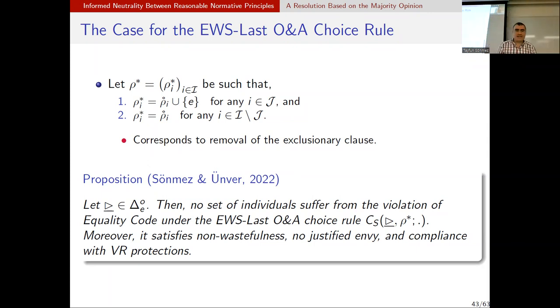The first proposition is, first of all, if you choose EWS last over and above the choice rule, nobody suffers from the violation of equality under EWS last. Moreover, Indra Sawhney's conditions are satisfied. So this would be a legal thing to do. This is correct also with horizontal reservations. So basically, first, this would be a legal resolution. But more important, there's nothing about minimalist theory.